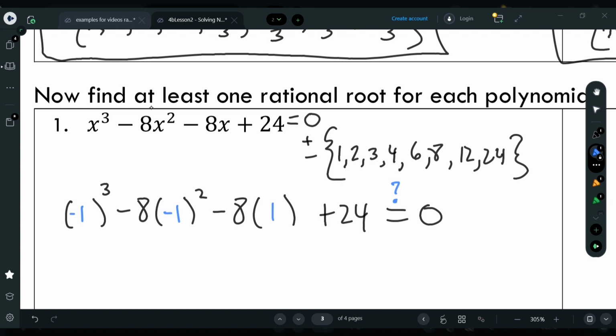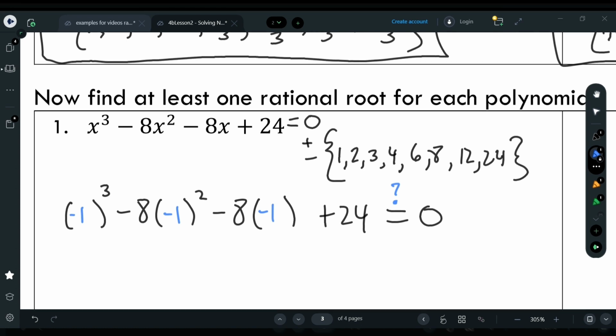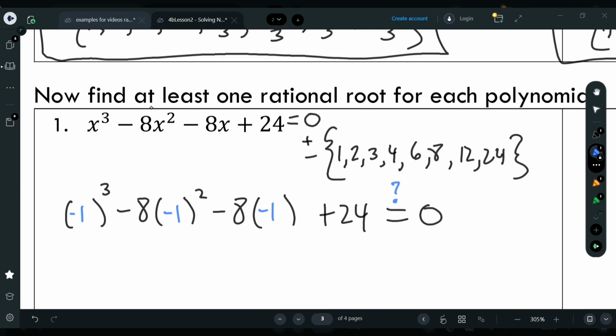Let's try negative 1. So now plug this in on your calculator. When I plug in a negative 1, I get 23. So again, not a 0. So neither positive 1 nor negative 1 works. Okay, so we could just keep going down the list. You don't necessarily have to go in any particular order here.